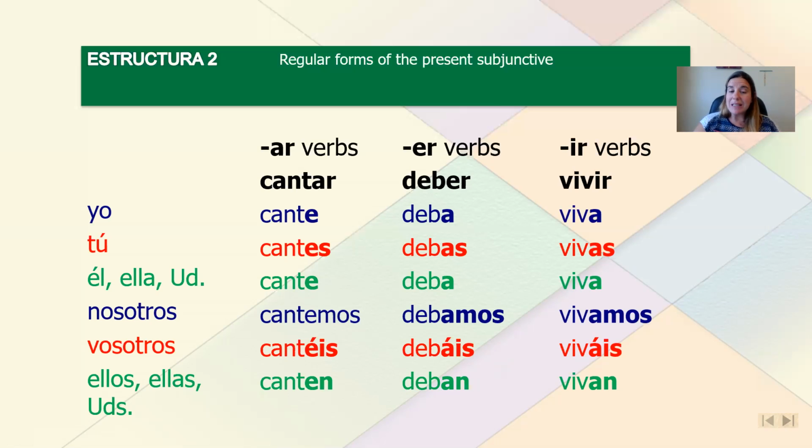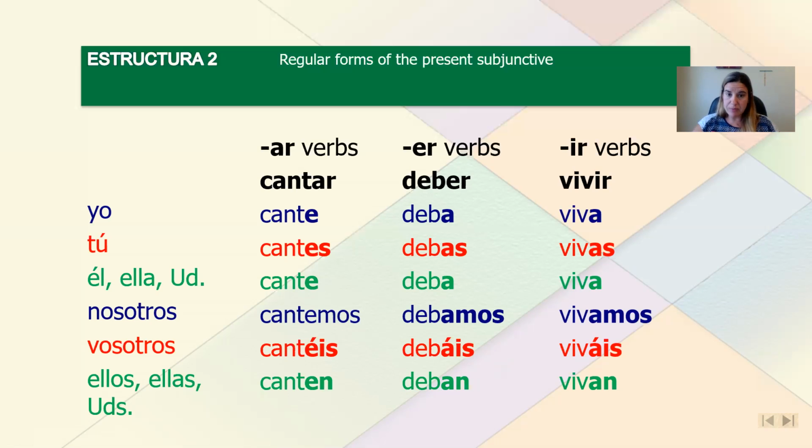So for example, the verb cantar, if it were pushed into the subjunctive, it would sound like this. Yo cante, tú cantes, él, ella, usted cante. Nosotros cantemos, vosotros cantéis, ellos, ellas, ustedes canten. As you can see, all except for the yo form, those are the regular ER present tense verb endings.